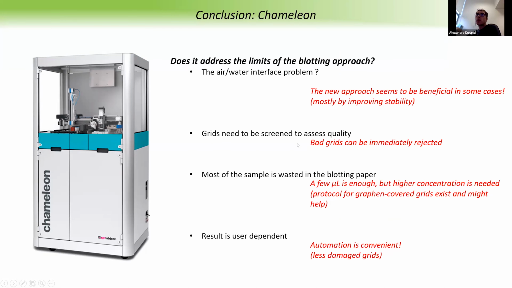You have the opportunity also to reject grids which look obviously bad on the camera. You still need to check your grids for particle distribution and quality. Of course, this is not something you can avoid, but it can already increase the throughput of the screening part, because you reject the bad grids immediately.